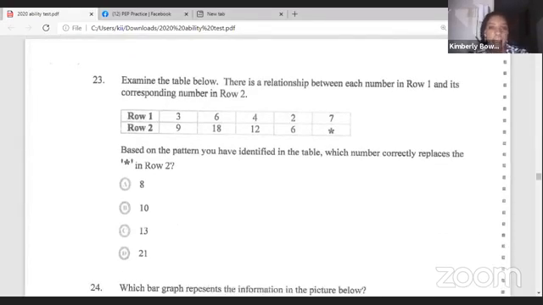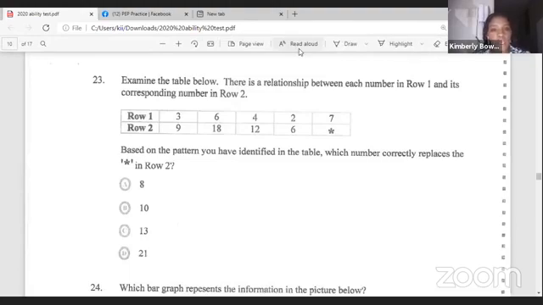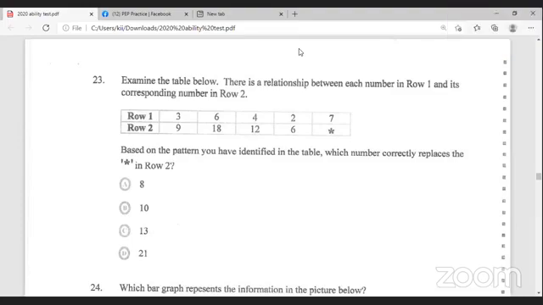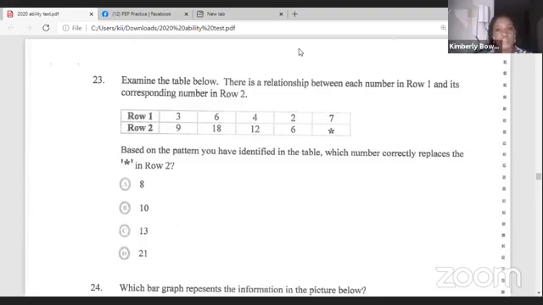Number 23 says, examine the table below. There's a relationship between each number in row 1 and its corresponding number in row 2. Row 1, we have 3, 6, 4, 2, and 7. In row 2, we have 9, 18, 12, 4, and an unknown number. So we're supposed to complete that table. So based on the pattern we have identified in the table, which number correctly replaces the asterisk sign in row 2? All right, let's look at it. So we multiply.